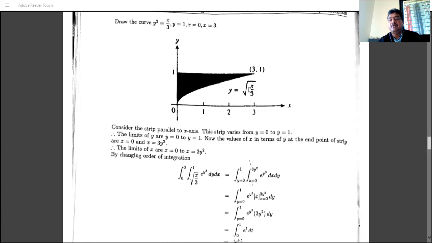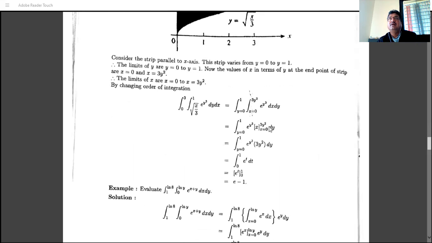So solving this for x, taking the square of both sides, y square is equal to x by 3, and therefore x is 3y square. 3y square is the upper limit. And in order to cover this region, we have to move this strip parallel to the x-axis from point 0 to 1, and so the limits of y are 0 to 1, and then e raised to y raised to 3. The integration with respect to x: this is constant. So what is the integration of a constant?